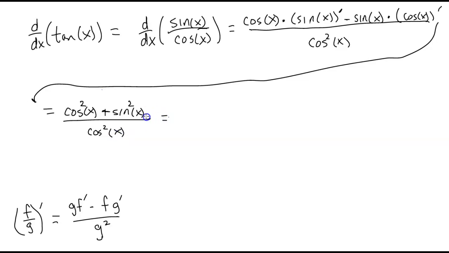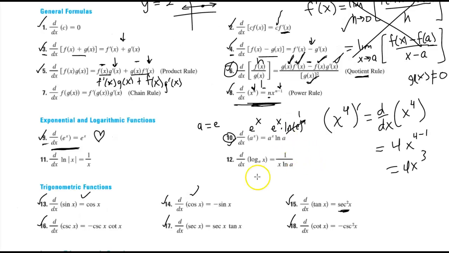Now, if you remember, one of the fundamental identities in trig here is that we have sine squared plus cosine squared is equal to 1. So we know that that's an identity here. And of course, the reciprocal of cosine, or 1 divided by cosine, is secant. So that means that 1 divided by cosine squared will be secant squared. Okay. And so if we go back here, we see that the derivative of tangent is indeed secant squared.